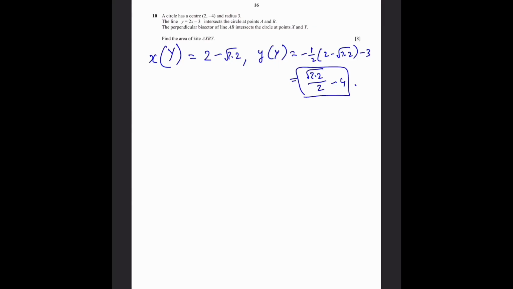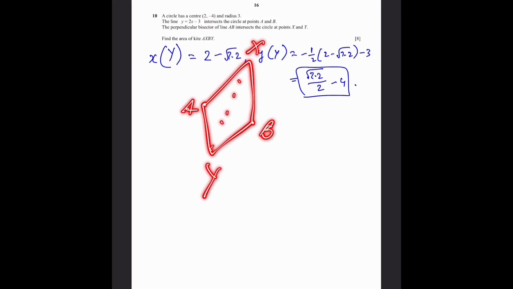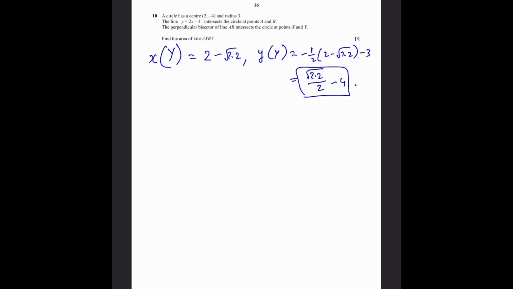Now the area of the kite, which is our final step. That is half the product of the diagonal lengths. So if this kite is like this: A, B, X, and Y. They're already given it's AX, BY. So AB and XY are diagonals. And you can work that out by drawing a rough sketch of the diagram as well. So as I said, if you have a kite A, B, X and Y here, this diagonal times this diagonal is just going to be our area. So we need to find the length of AB and the length of XY.